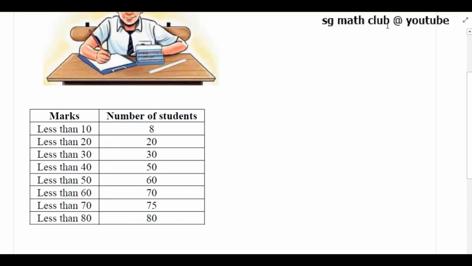So they have given less than 10, 8 students have scored less than 10, 20 students have scored less than 20, less than 30, 30 students have scored, 50 students have scored less than 40 and so on. So this frequency distribution table is of less than type. We have to convert into our normal type, that is with the class interval and the frequency. This is cumulative frequency, so we have to convert in the form of class interval and frequency.